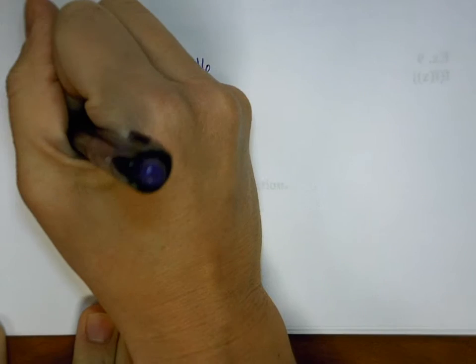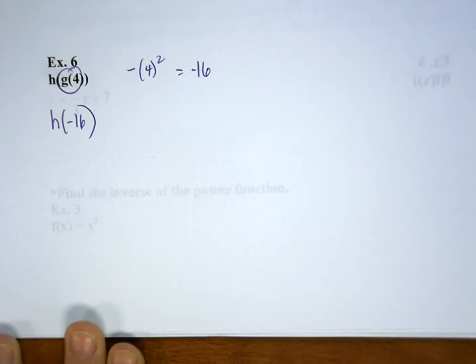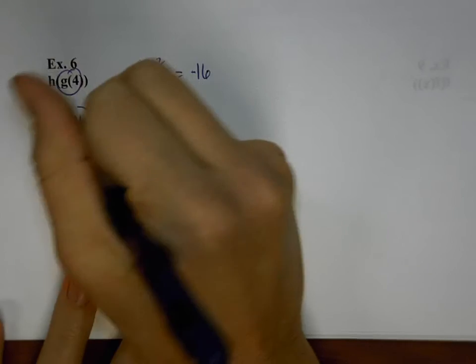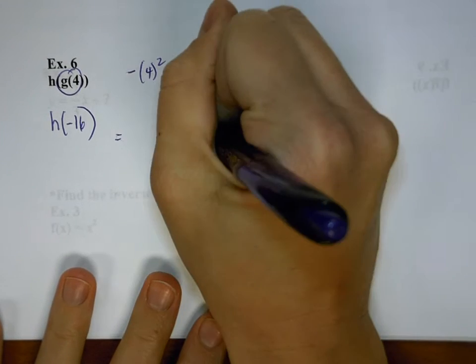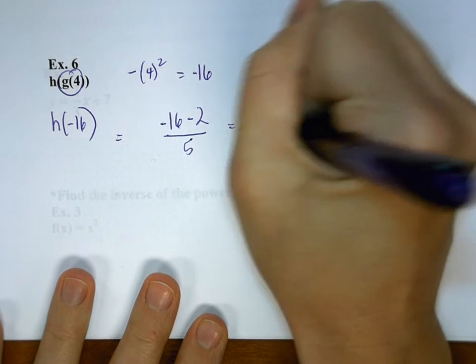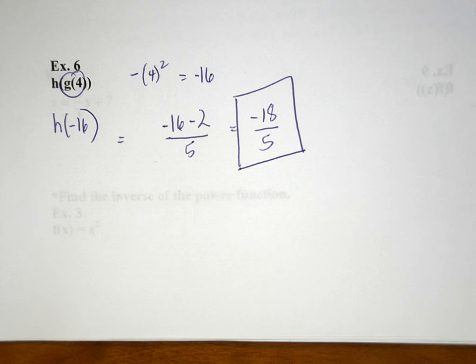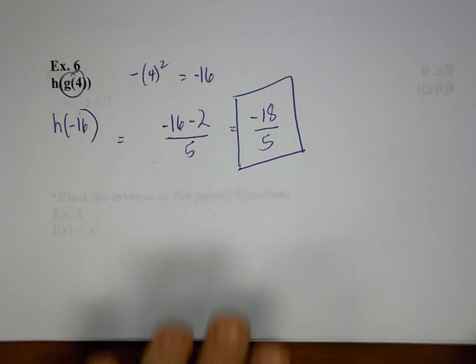So now I'm having H of negative 16. Right, Courtney? Yeah. So now I go to my H equation and I plug in negative 16. So I have negative 16 minus 2 over 5, which makes negative 18 over 5, and it cannot be reduced. So that is my answer. Questions? Okay, moving on.